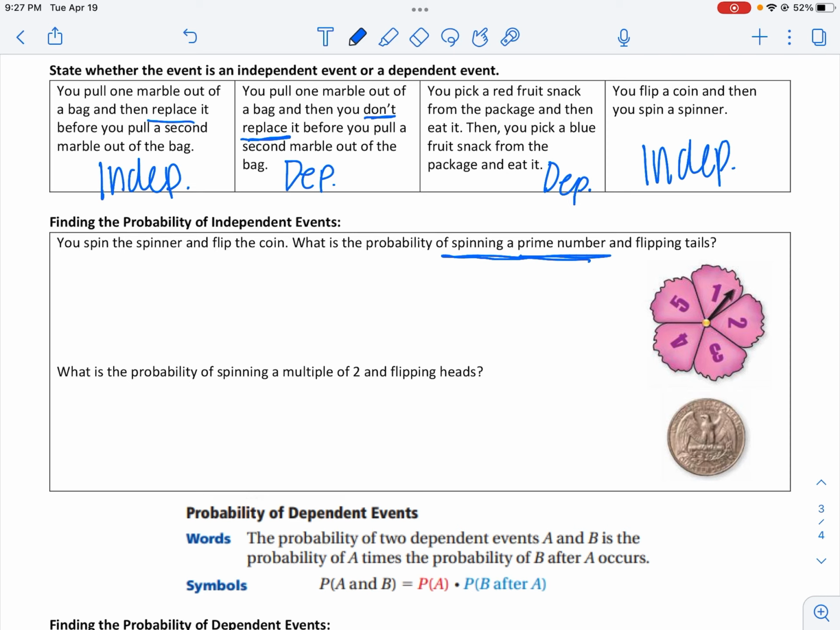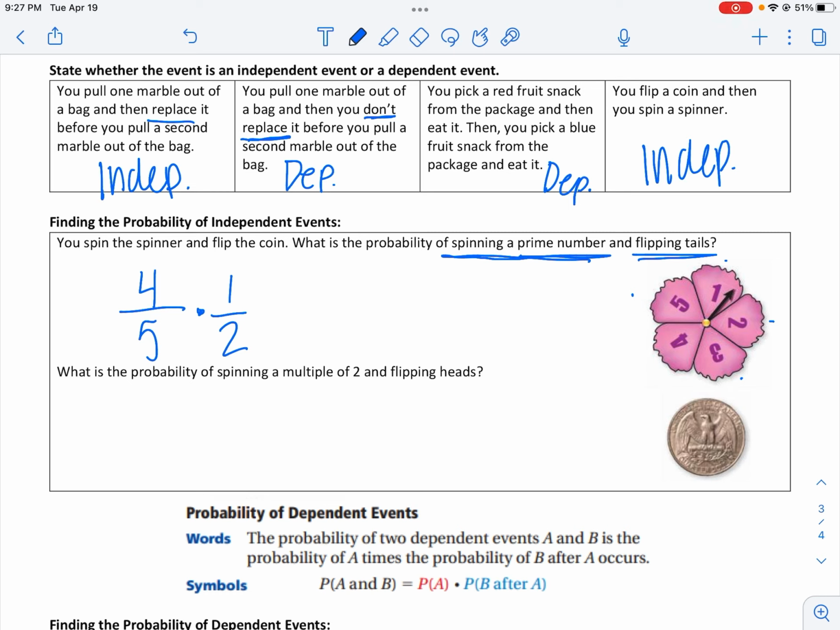Okay, if I want to spin a prime number, that is a number that you can only divide by 1 and itself. That means you can't divide it by anything else. So that's 1, 2, 3, and 5. 4 is not a prime number because you can divide it by 2. So the probability of spinning a prime number is 4 out of 5, so I'm going to have 4 over 5. And then the probability of flipping tails is 1/2.